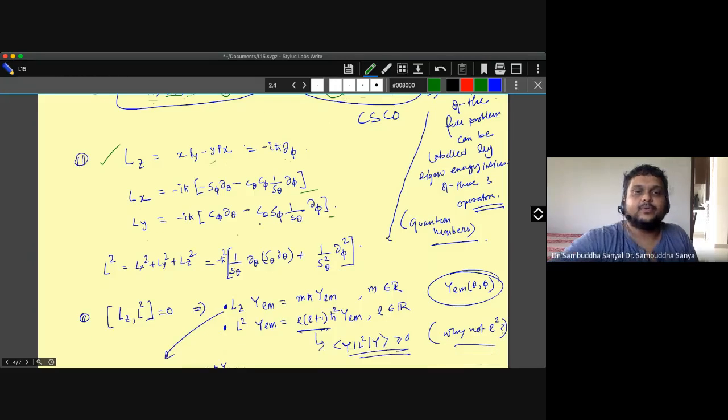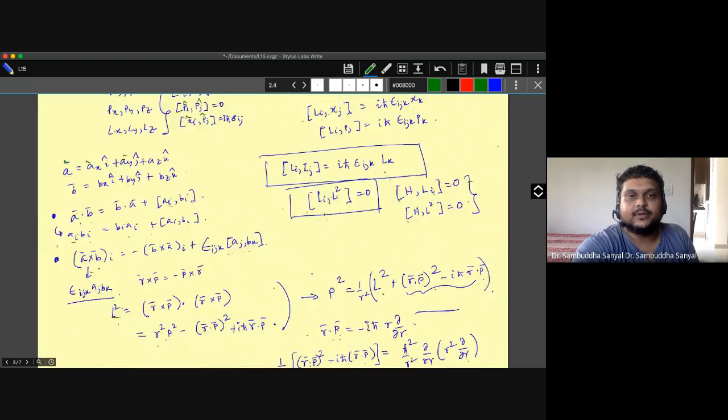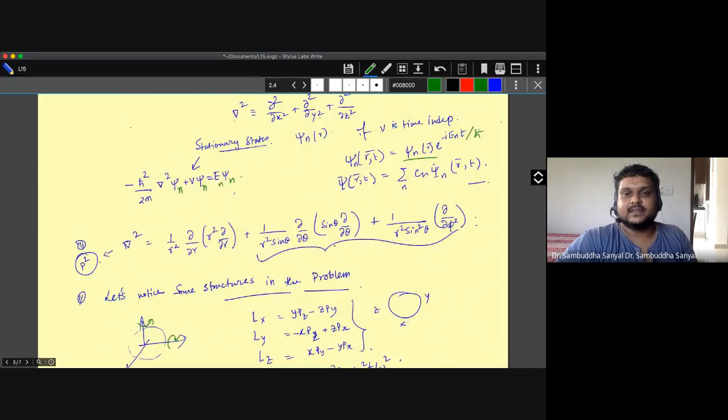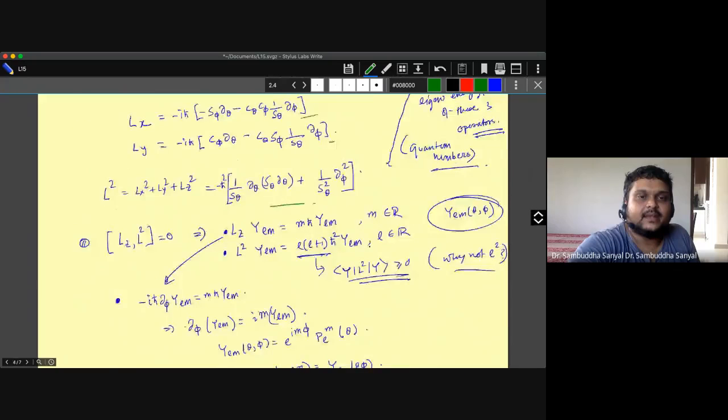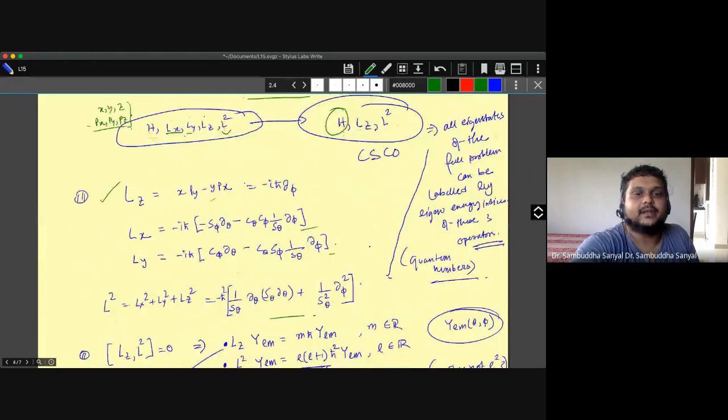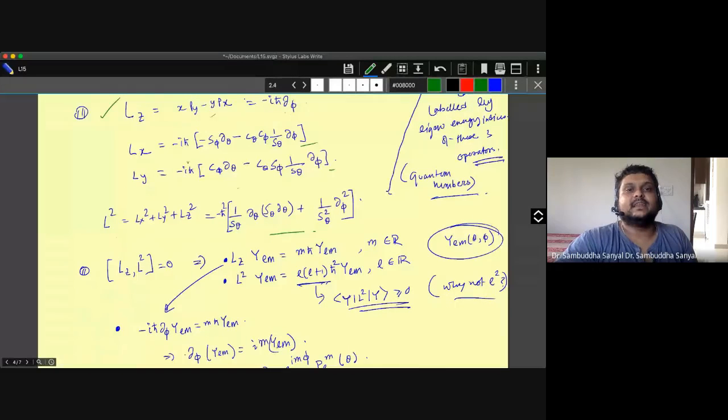Now if I put them together, I get the L square operator to be this, which is a form we already know, because when we wrote down the full Schrodinger equation, we got this part, which is basically the L square by R square part. So we observe that also by writing down the L operator independently, starting from this Lx, Ly and Lz, we exactly get this form.